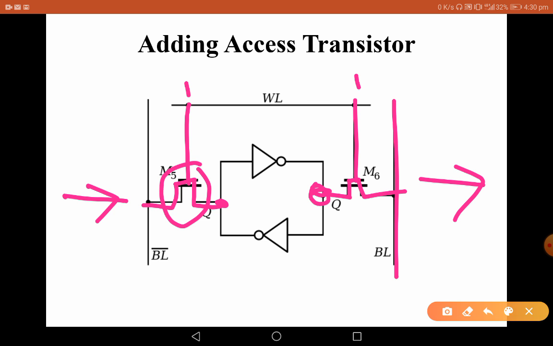The access transistor is required for interfacing data, both storing into the memory as well as reading from the memory. So it's inputting and outputting the data on the bit line. We need an access transistor. WL stands for word line. By activating the word line, I'm activating the memory. All switches within the memory are designed using transistors, basically MOSFETs in modern technology.